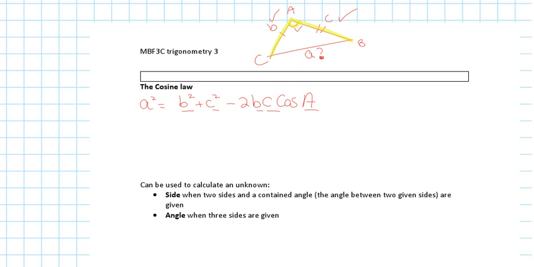Now when I do this, it's going to give me A squared. So I have to do an extra step to find A, and we'll talk about it when we get to it. Okay? So if you find A squared, how can you find just A? Square root. That's right. You square root.